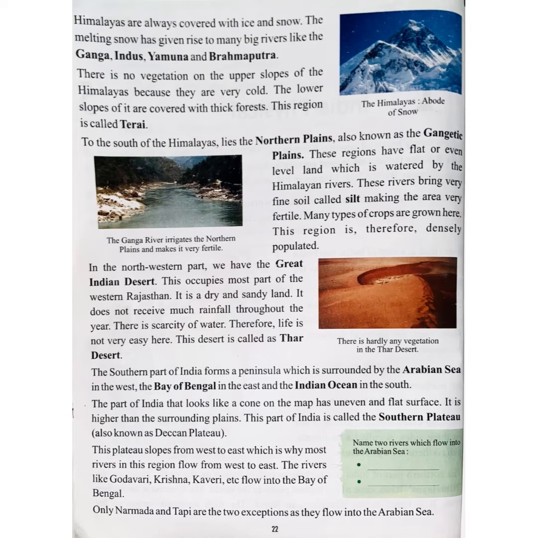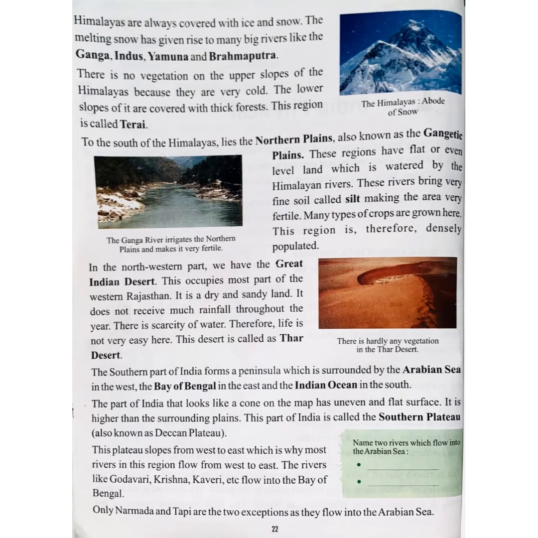There is no vegetation on the upper slopes of the Himalayas because they are very cold. The lower slopes of it are covered with thick forest. This region is called Terai. To the south of the Himalayas lie the northern plains, also known as the Gangetic Plains. These regions have flat or even land, which is watered by Himalayan rivers. These rivers bring very fine soil called silt, making the area very fertile. Many types of crops are grown here. This region is therefore densely populated.